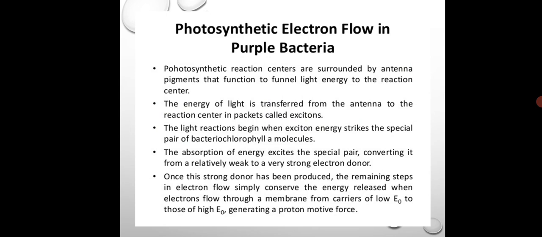If we compare with oxygenic photosynthesis, in oxygenic photosynthesis the electron donor was water. Water was split into hydrogen and oxygen, and then it serves as the electron donor. But instead of water, in the anoxygenic mechanism there is sulfur, hydrogen sulfide or some hydrogen compound which serves as an electron donor.